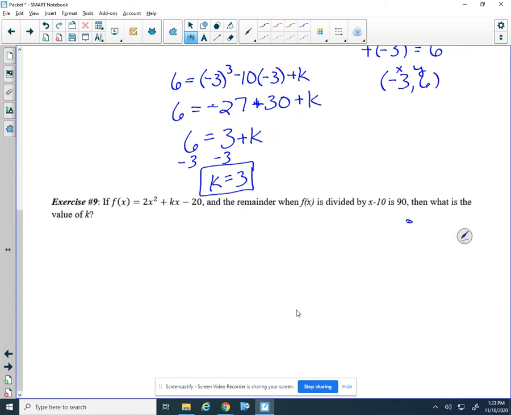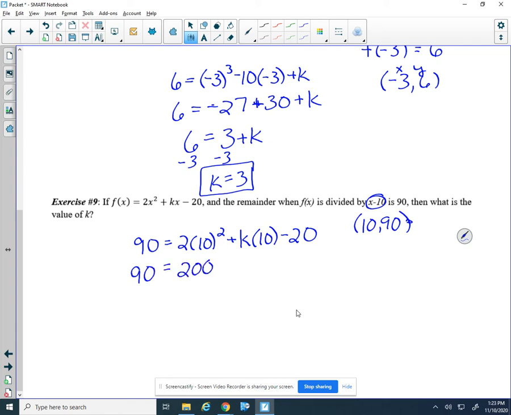So now this one, remainder when dividing by x minus 10 is 90. So that means I have the point positive 10, comma 90 on this graph. When we plug that in, we get 90 equals 2 times 10 squared plus k times 10 minus 20. So all of these equations are just basic and linear. You should be able to hopefully fly through them. 200 plus 10k minus 20. Then if I combine like terms, I have 180 plus 10k. Subtract my 180.